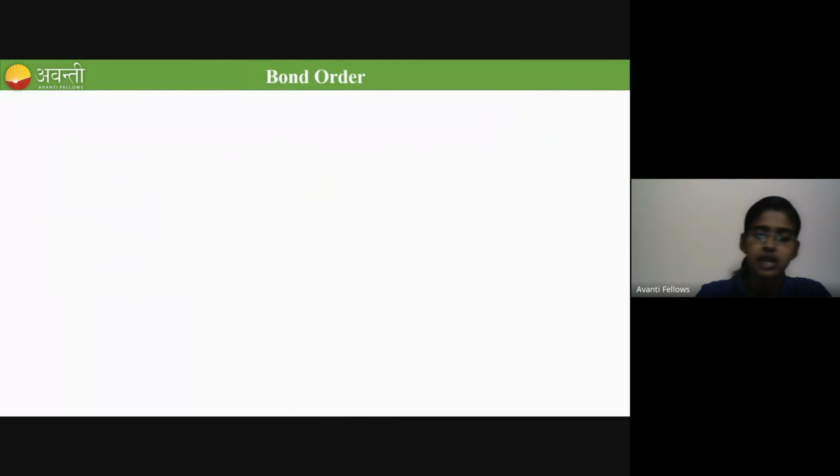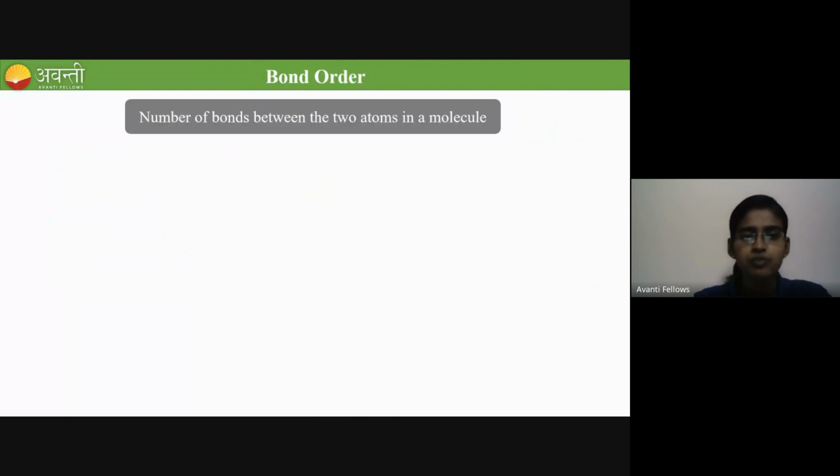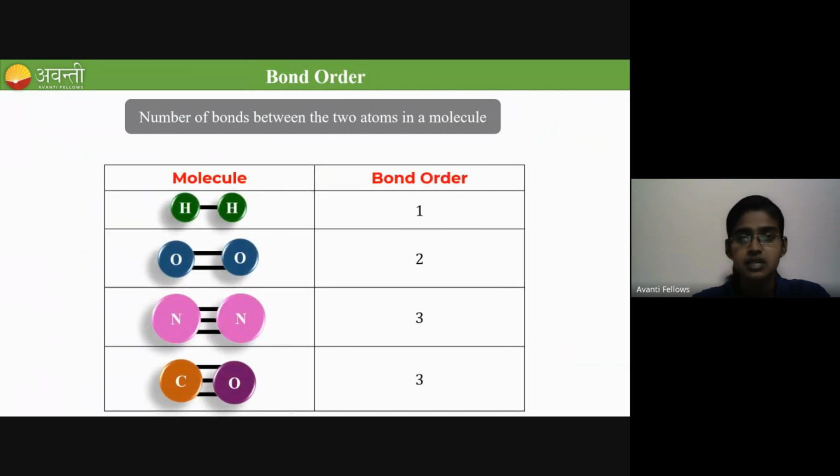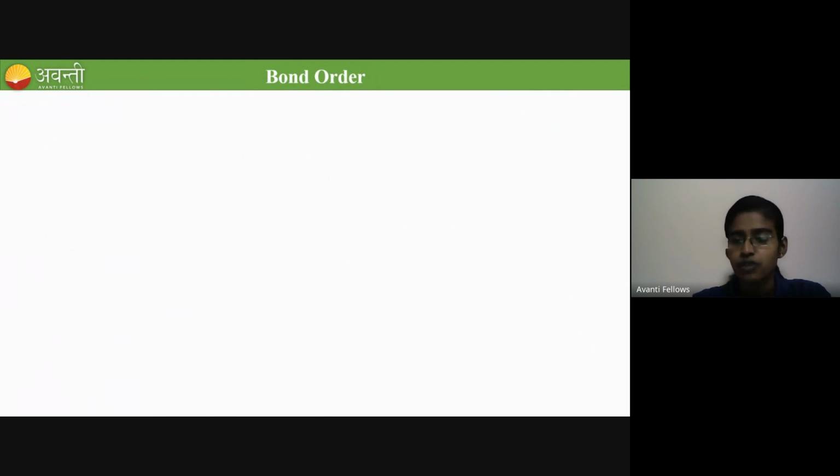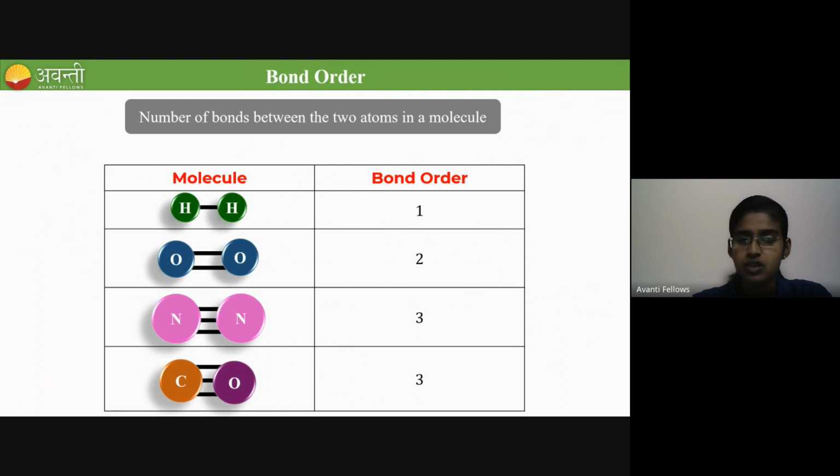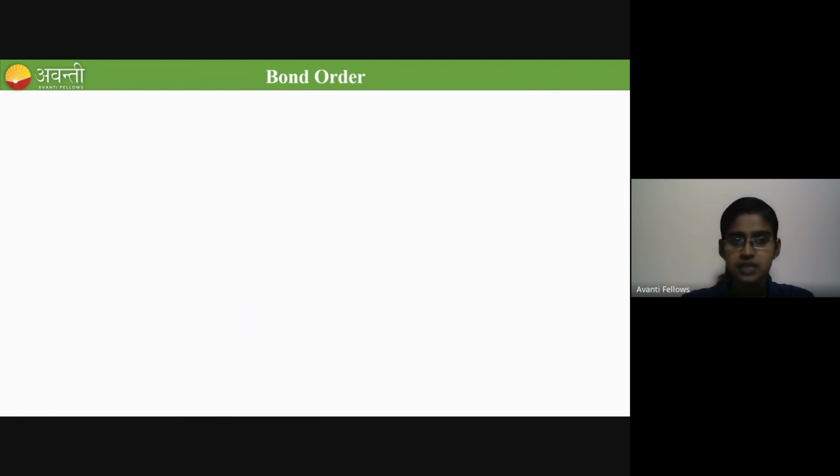Now coming to the bond order. The number of bonds between the 2 atoms in a molecule is called the bond order. Very easy. You see here, hydrogen and hydrogen has only 1 bond between them, so the bond order is 1. For oxygen it is 2. For nitrogen it is 3, and for carbon monoxide also it is 3. The number of bonds between the 2 atoms is nothing but the bond order.